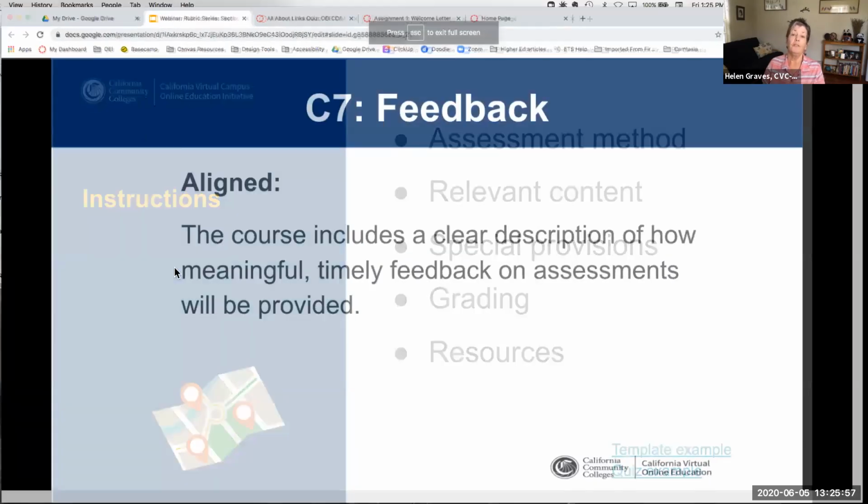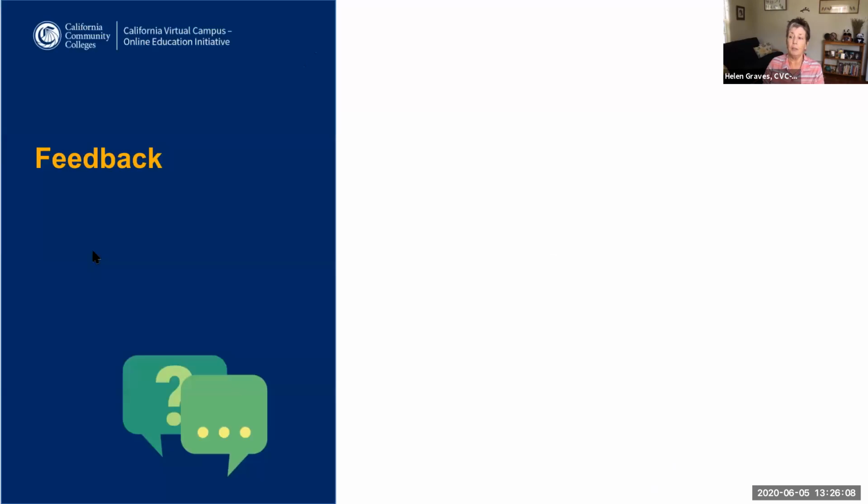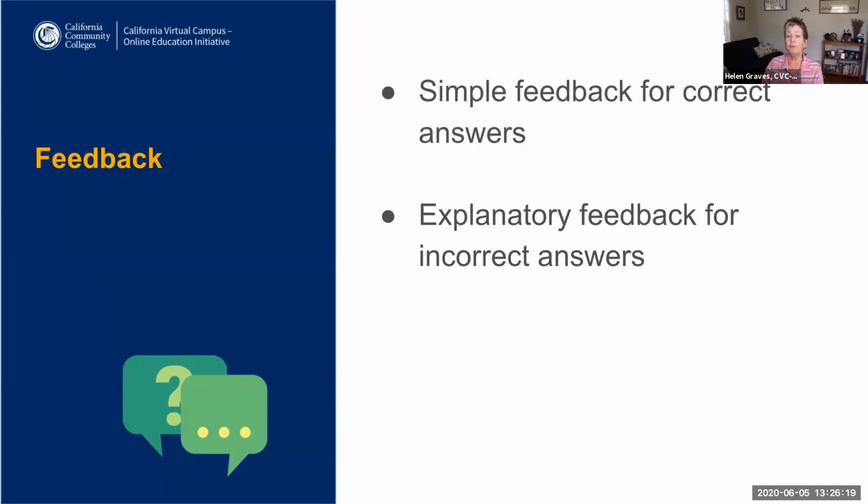C7 has to do with feedback. Now we know you're giving feedback, and going back to that research on retention and the value of assessment, if you're using quizzes, simple forms of feedback, basically, yay, you're right, is effective when learners are answering the question correctly. But more detailed forms of feedback, like providing and explaining the right answer or explaining why a wrong answer is incorrect, are helpful when learners don't get it right.